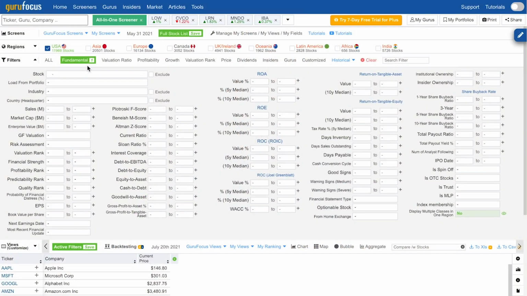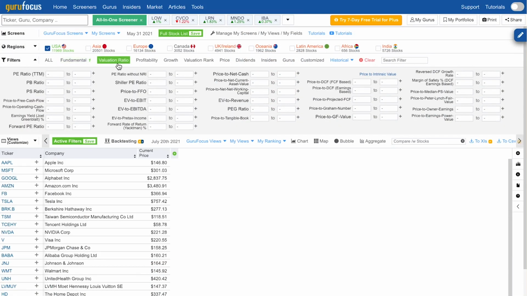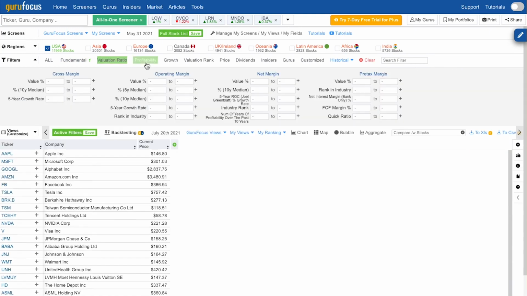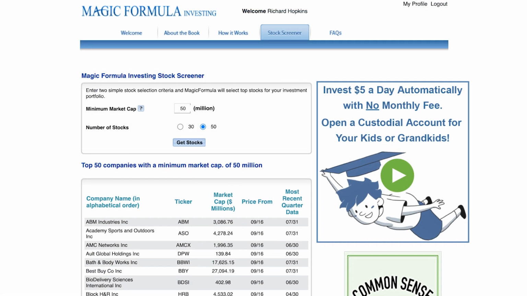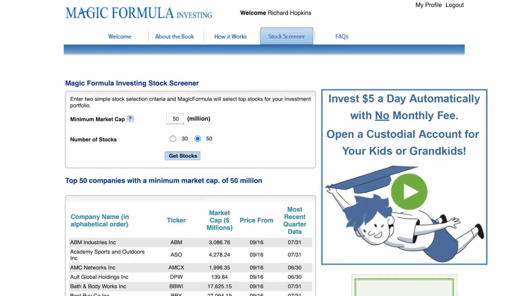Now, I personally use a stock screener called Guru Focus, and I will put a link in the description if you're interested. However, Joel Greenblatt has been nice enough to provide an absolutely free stock screener over at magicformulainvesting.com. And the screener works like this.